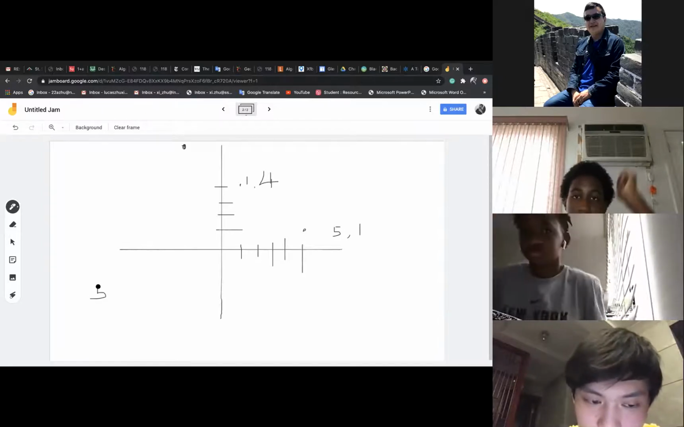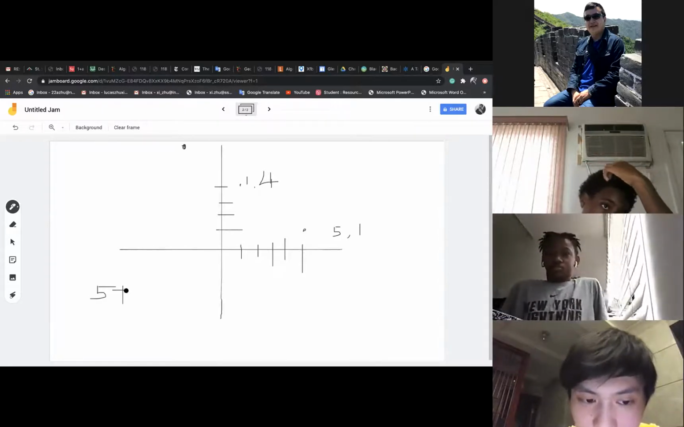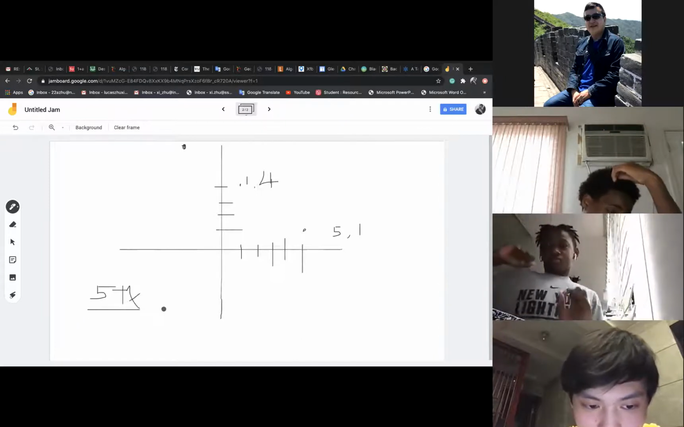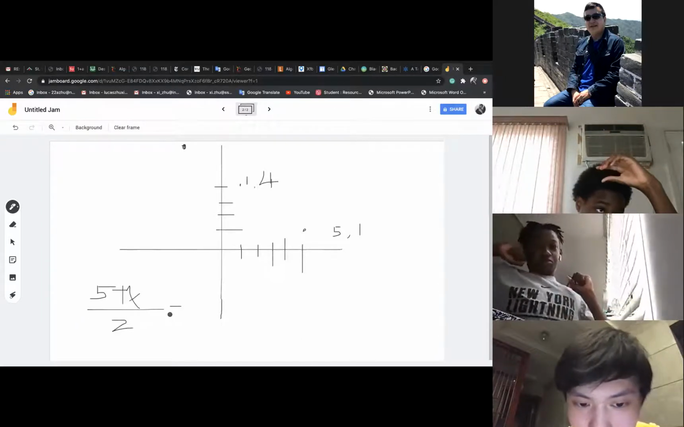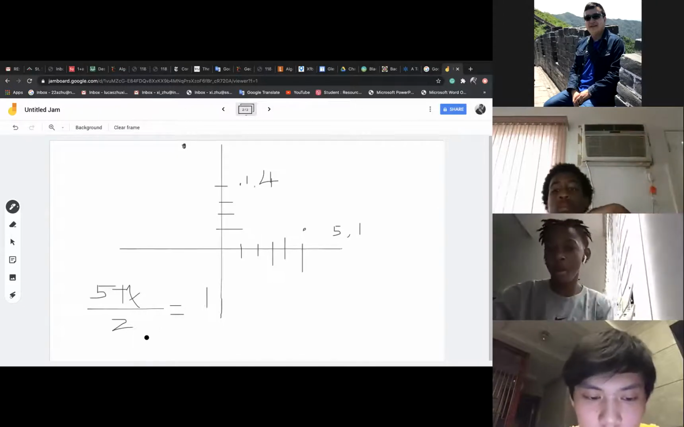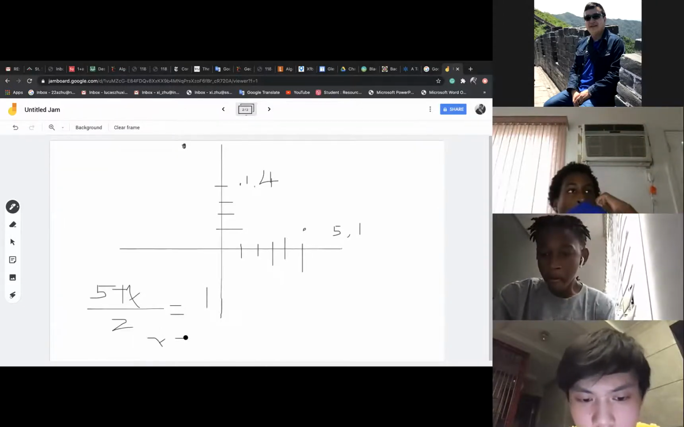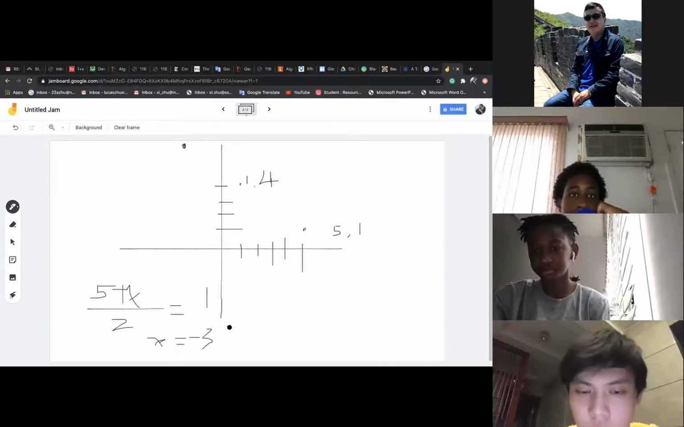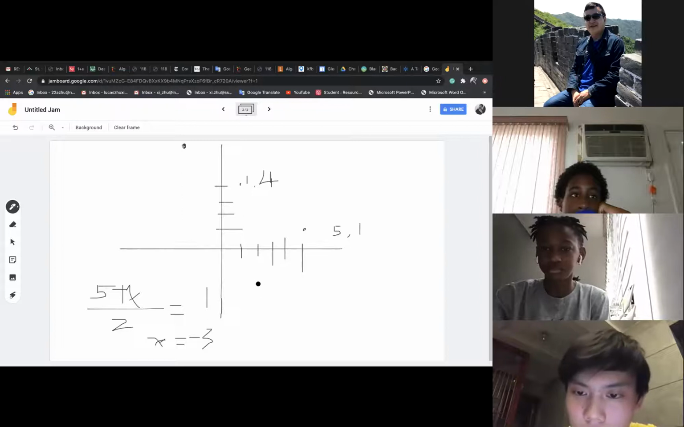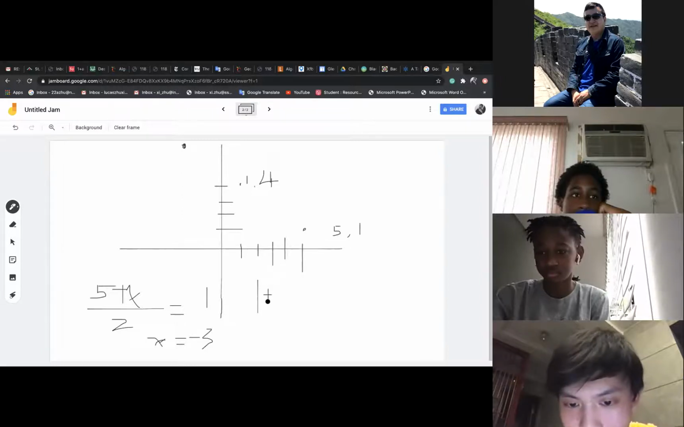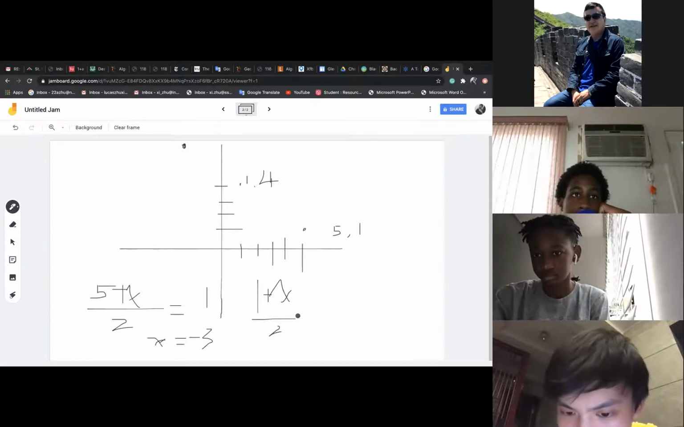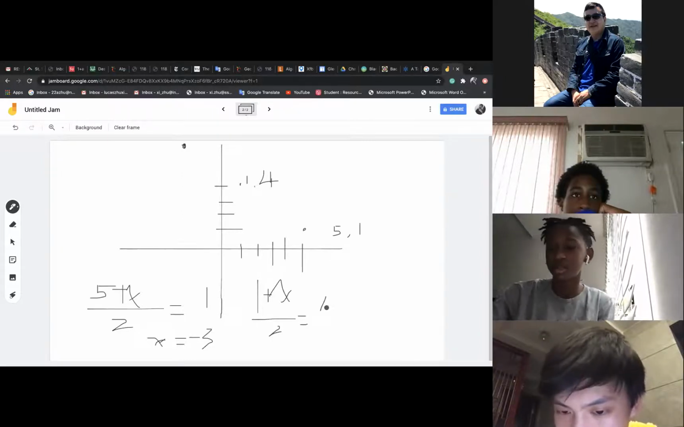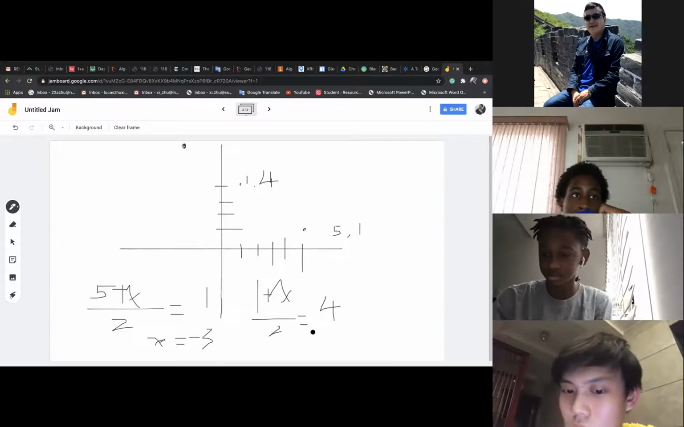X is right though. If you do the same thing, you set it up as (5 + x) divided by 2 equals 1, which gives you -3, which is right. So you got the correct answer for that. But let's do Y together. (1 + y) divided by 2 equals 4. Try to solve it. So it should be 7, right?